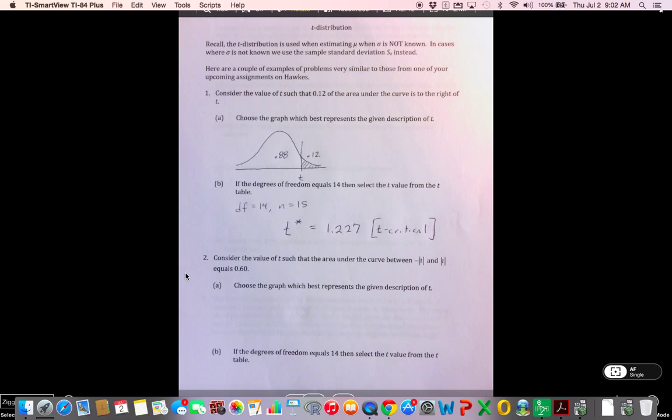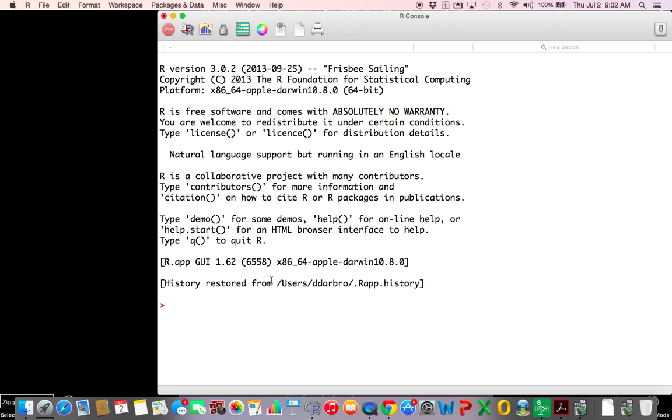Those of you that don't have a calculator, let me bring up R and I'll show you how you can do that in R. It's really, really easy. What you use here in R is what's called QT. You still put the area to the left and you put the degrees of freedom. And you'll see that you get 1.227, exactly like you did with the calculator. So R is kind of cool because R works very quickly and it's very easy. And it works just like the calculator. Instead of using inverse T, you just use QT.